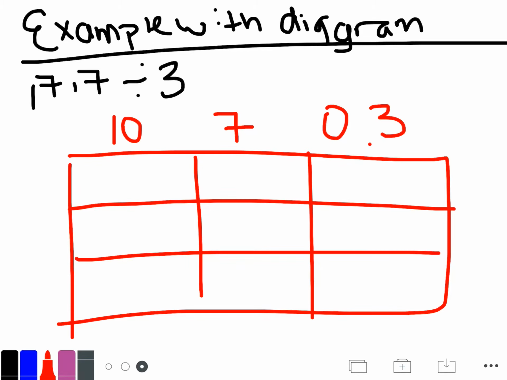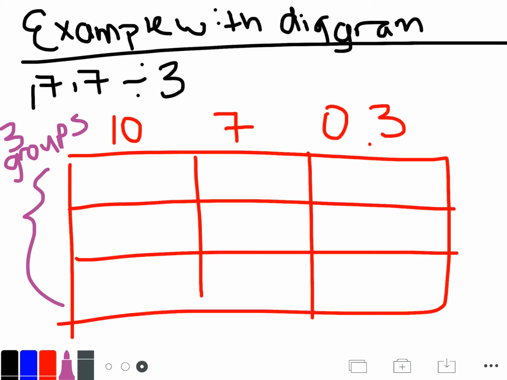Here I made my 3 boxes with the digits on top, and I have 3 rows which represent my 3 groups because I'm dividing by 3. If you look closely, that's what the second number is in my division problem. So I need to make 3 groups. I'm dividing 17 and 7/10 into 3 groups. So first I broke apart that 10 into 9 and 1. I knew I could use 9, and I put 3 wholes in each of those groups. And I have 1 whole left over.